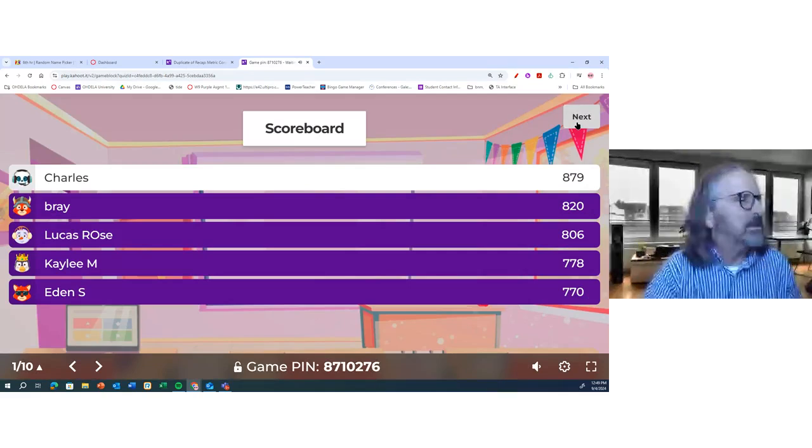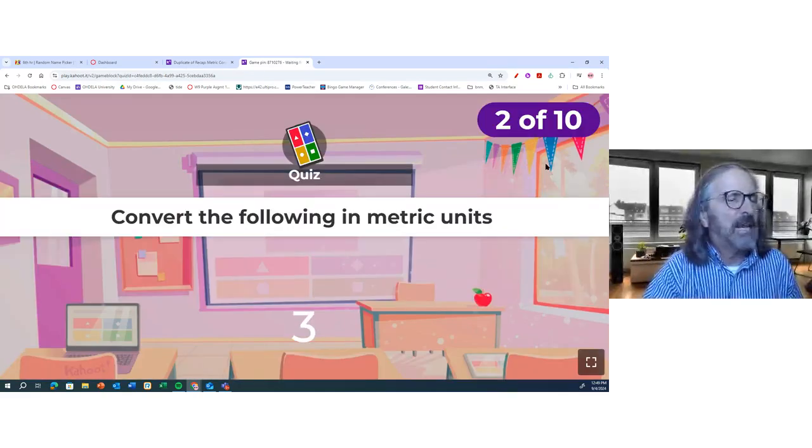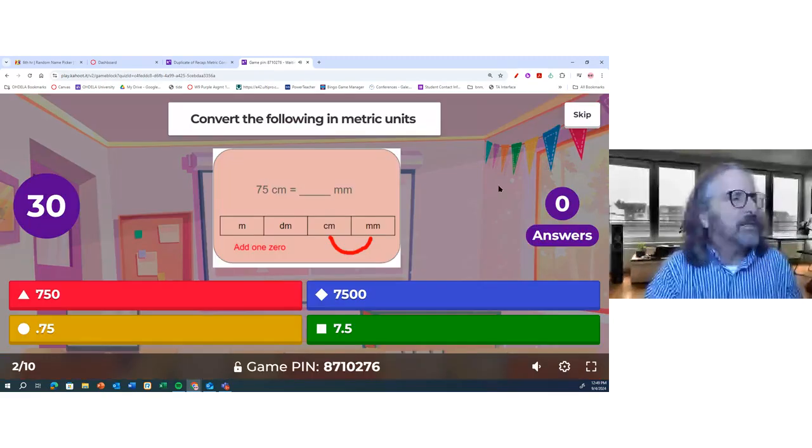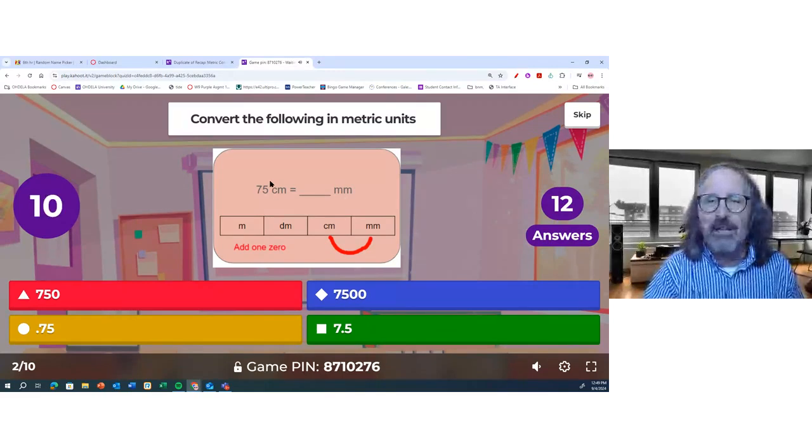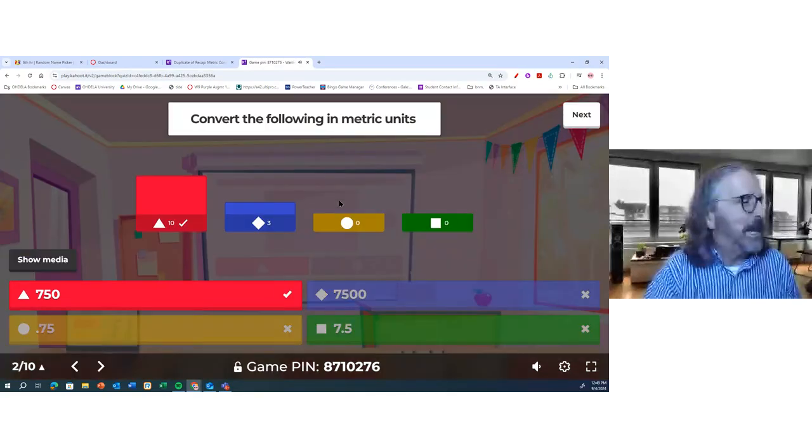All right, next one. Hey, Charles, guys are doing great. 2 out of 10. Just kind of go over this. So 75 centimeters to millimeters. So centimeters to millimeters, right? So only add 1 zero, because going from centimeters, which is like a penny, to millimeters, which is like a tenth of a penny, it takes 1,000 of those to make a dollar. I'm sorry, they're trying to get rid of the penny because people don't want to make change, right? So yeah, 750. Added a 0 to it.